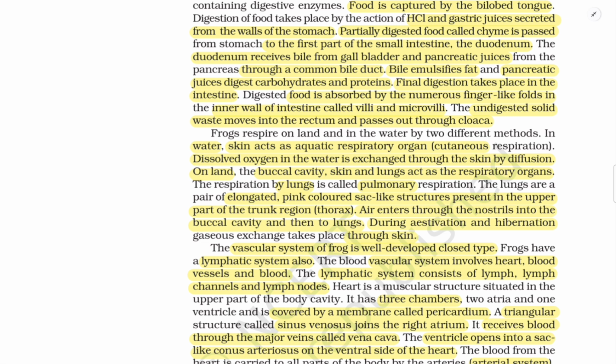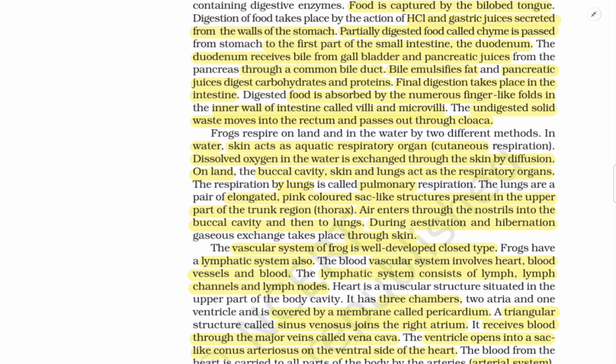The duodenum receives bile from gallbladder and pancreatic juices from the pancreas through a common bile duct. Bile emulsifies fat and pancreatic juices digest carbohydrates and proteins. Final digestion takes place in the intestine. Digested food is absorbed by the numerous finger-like folds in the inner wall of intestine called villi and microvilli. The undigested solid waste moves into the rectum and passes out through cloaca.